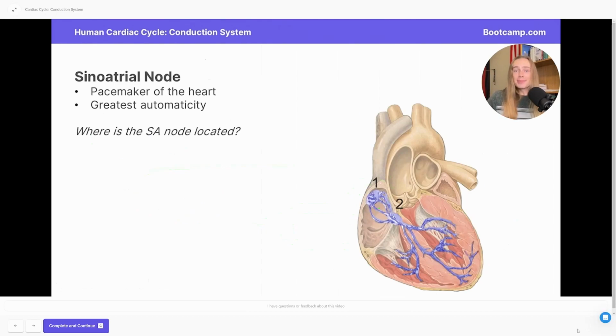So based on this image, could you tell me where the SA node is located? And great, so just as this illustration shows, the SA node is located in the right atrium.